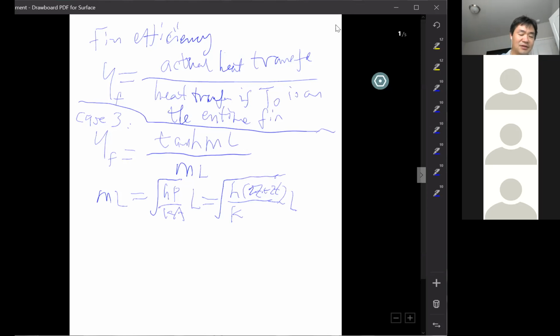Good. Now, the denominator A. I think one of you already said it. What is A? Yes, it's the cross-sectional area of the fin. So give me an expression.